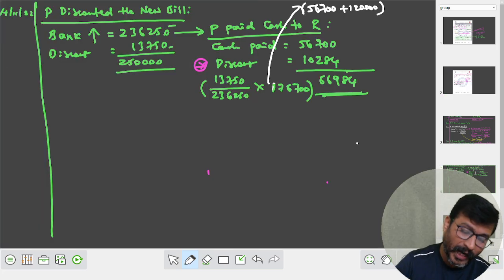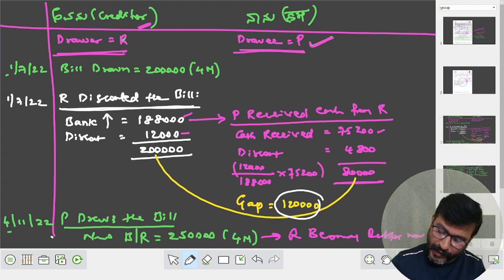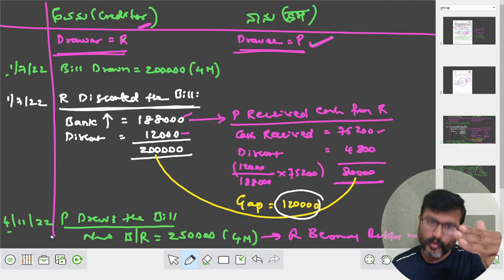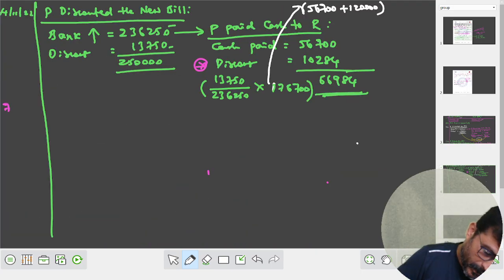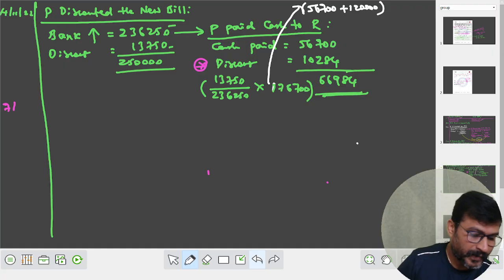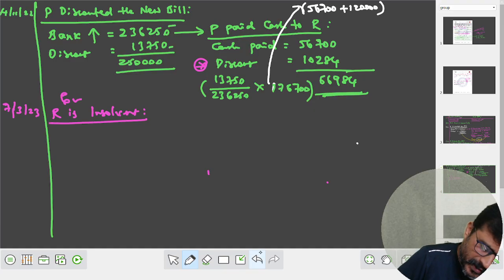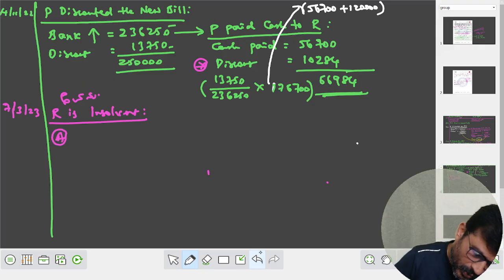On what date? On the due date. How to work out the due date? November. Again it is a period of 4 months. December, January, February, March. 4th becomes 7th March. Now we have to write 7th March. 22 becomes 23. Who is insolvent? R is insolvent. Who is R? R is Avanu. When Avanu is insolvent, what do we have to do?